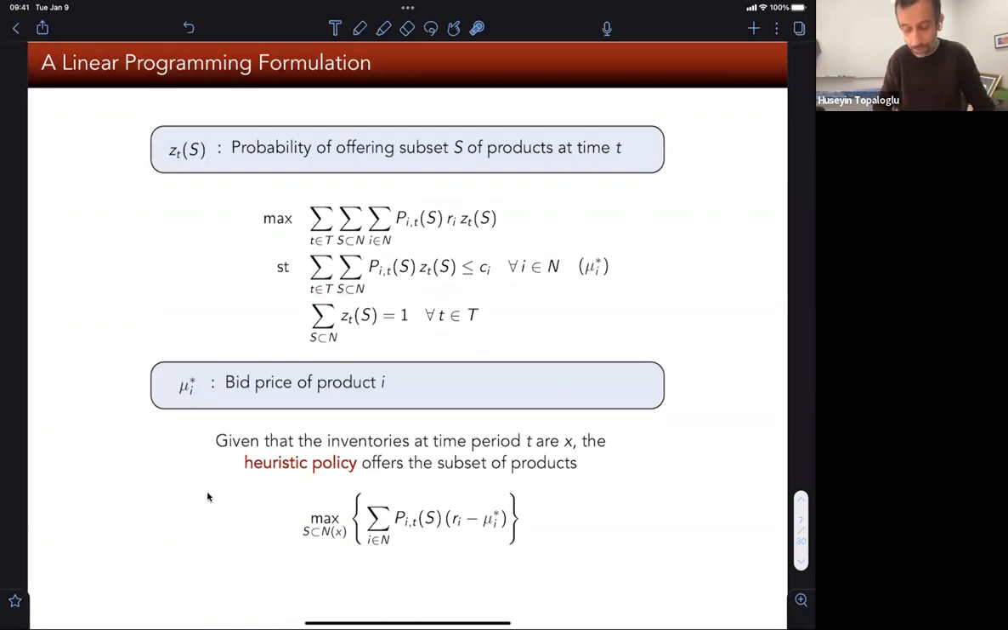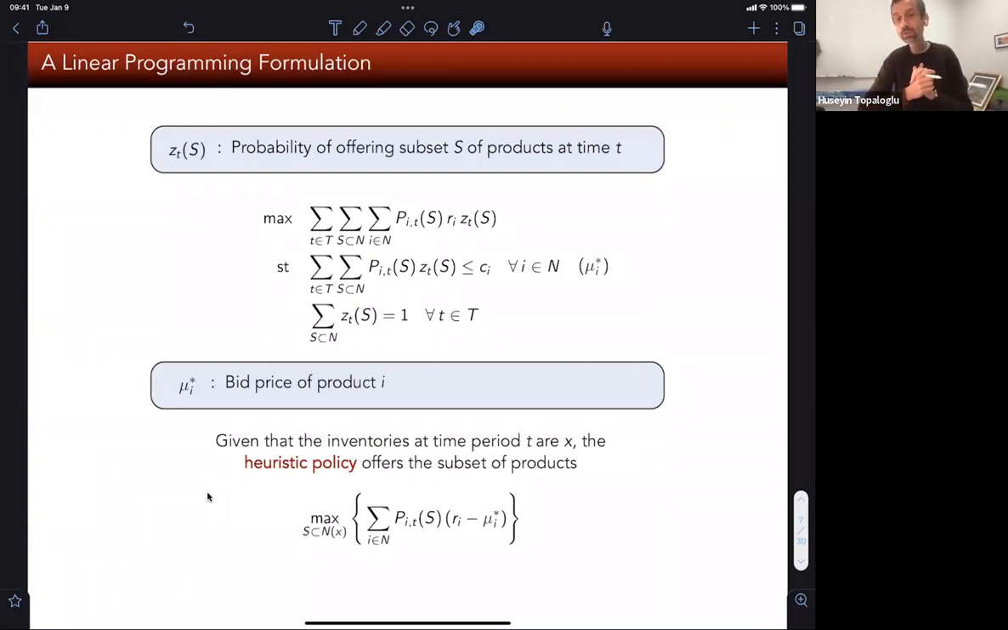Over all time periods, this is the total expected number of sales for product i over the whole selling horizon. And I'm saying that the total expected sales for product i over the whole selling horizon is not going to exceed the initial capacity for product i. So this is a capacity constraint written in the expected sense. And this last constraint says at every time period, the total probability with which we offer an assortment has to be equal to 1. At every time period, we have to offer some assortment, but the assortment that we offer could be an empty set. Okay, so this is a deterministic linear programming formulation for this dynamic assortment optimization problem.